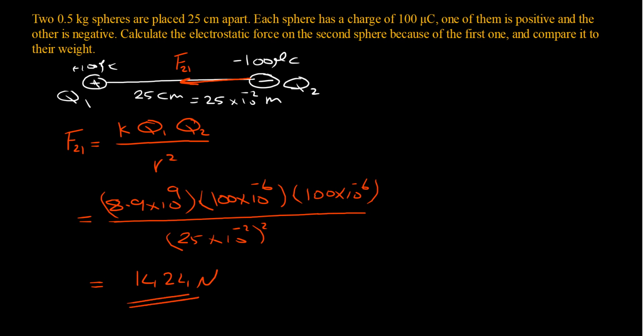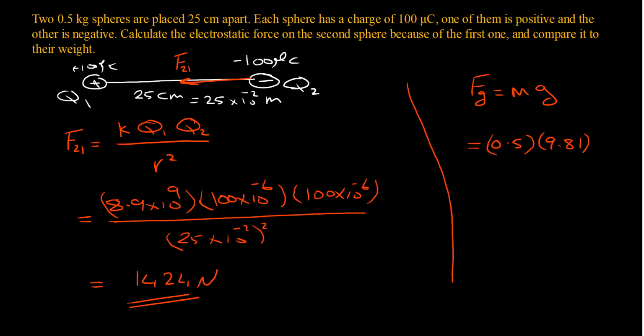Now for the second part, the weight, Fg, is the mass times the gravity acceleration. It is 0.5 kg times 9.81. This should equal 4.9 Newton. And you can see how big the electrostatic force between these two charged spheres is compared to their weight.